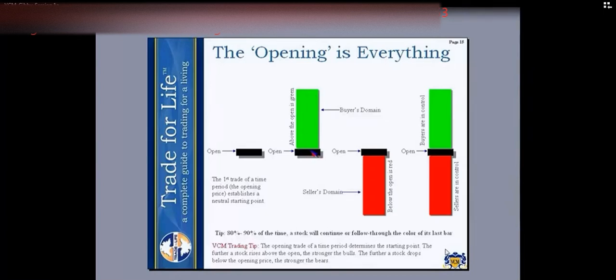So we have an opening tick, and above that we're bullish. We have an opening tick, below that we're bearish. 80 to 90% of the time you will get follow through of this color if the bar is a nice size, healthy bar. So the opening point, and then what happens after that.